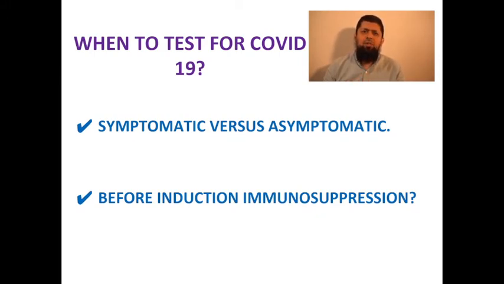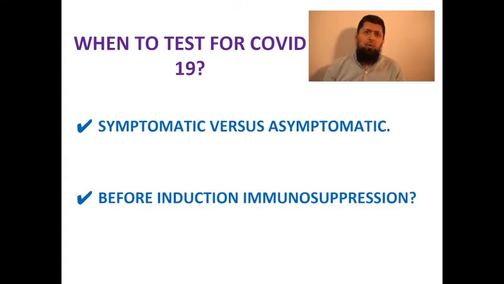How about patients who are newly diagnosed with nephrotic syndrome or vasculitis or rapidly progressive glomerulonephritis, and who will need induction immunosuppressive medication? Should we test them before giving the immunosuppression or not?